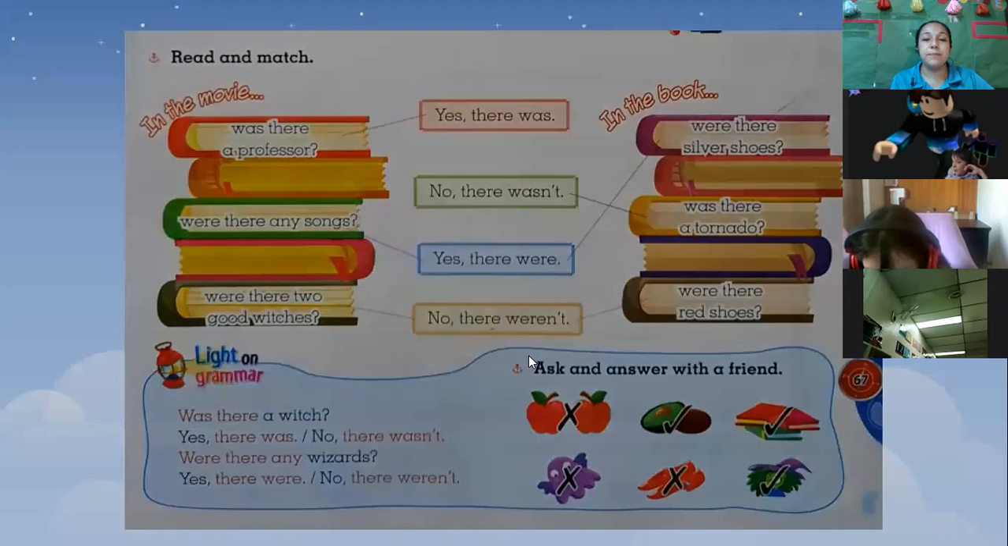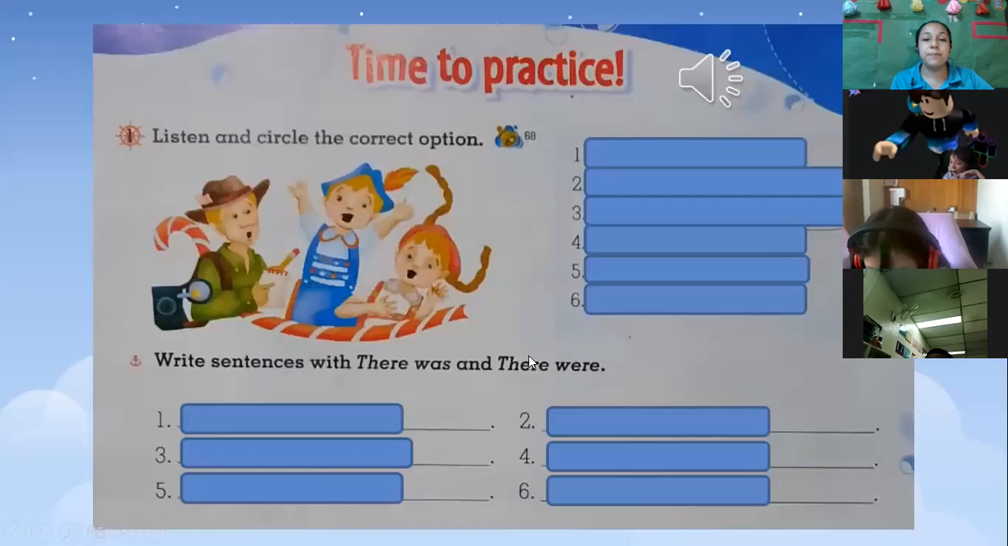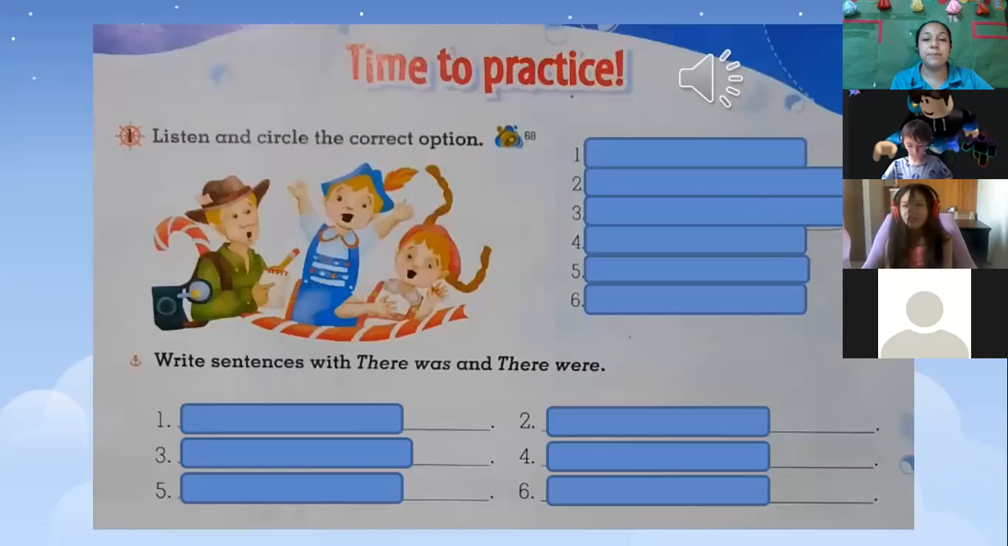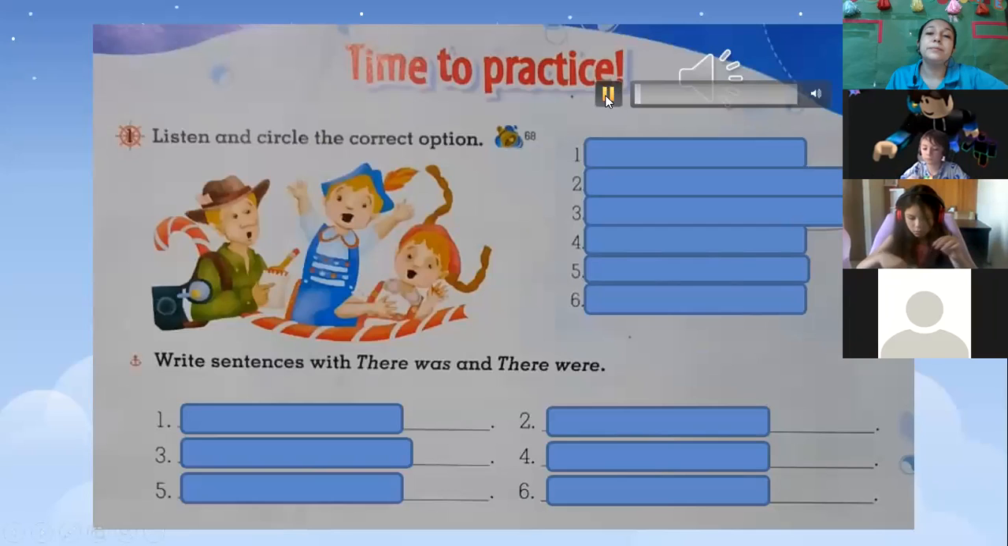Okay, so let's see. Now, try to practice. Page number 68, please. So you listen and you circle the correct option, yeah? So you have two options here. Pay attention, listen carefully, please, and you circle the correct option, okay? So let's start. 1, 2, 3. Track 68. Listen and circle the correct option.